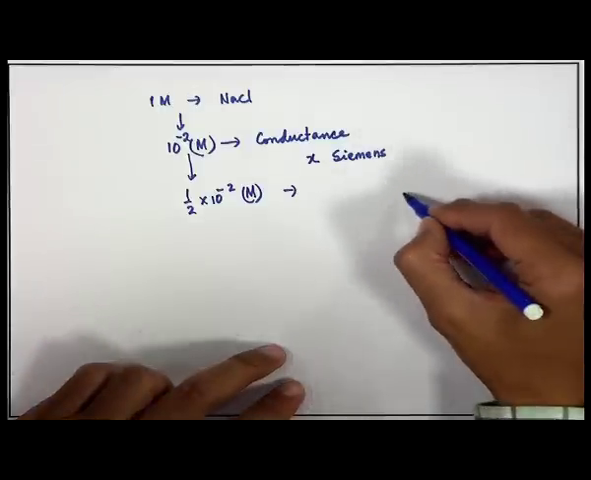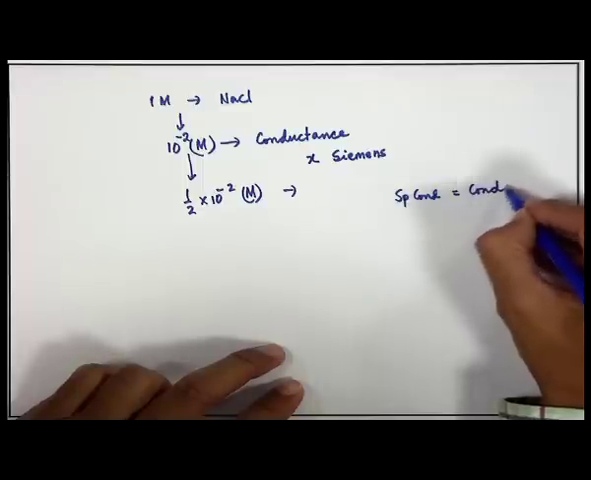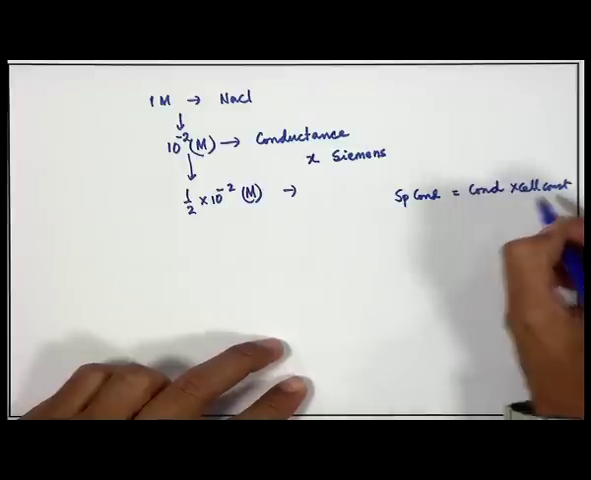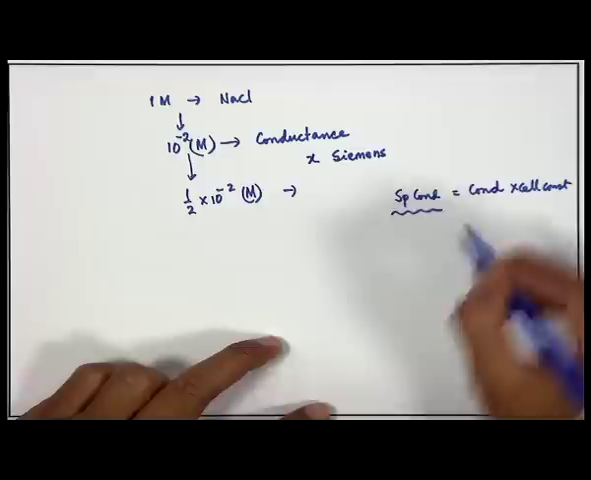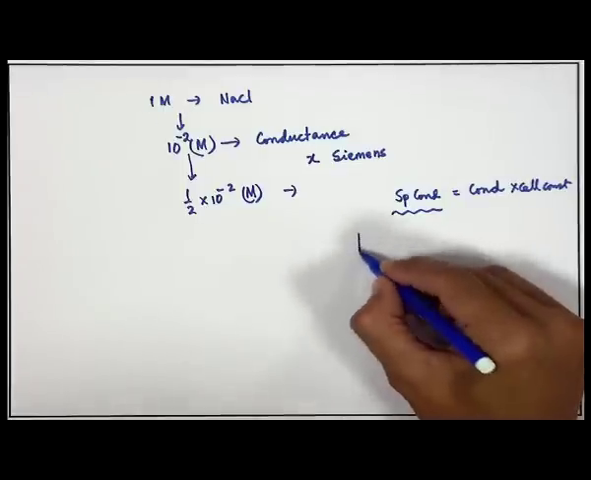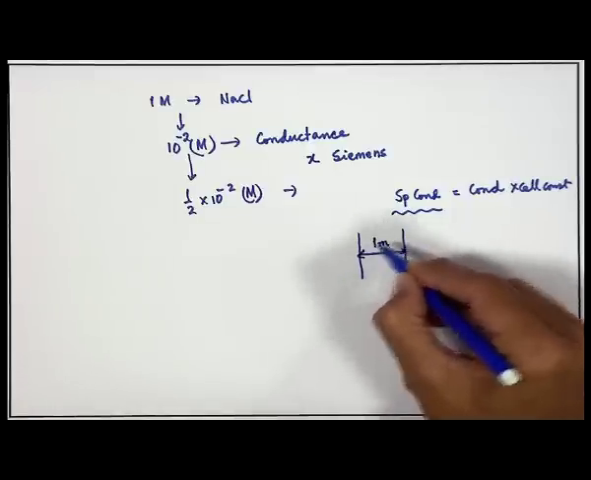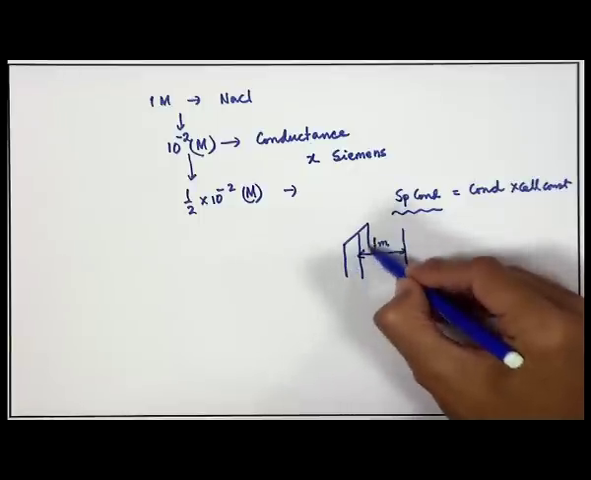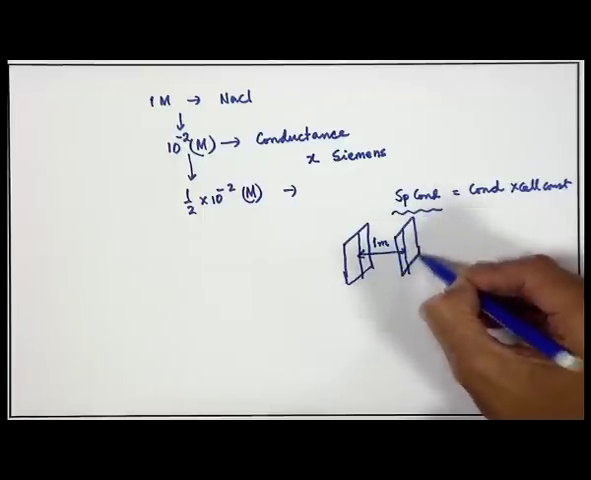So go back to the formula: specific conductance equals conductance into cell constant. The cell constant remains the same. So what you are doing is diluting this solution. What happens to specific conductance? What is specific conductance? It is the conductance of a solution placed between 2 electrodes unit distance apart, say 1 meter apart, with electrodes having 1 meter square cross sectional area.